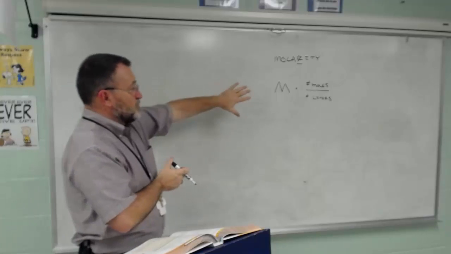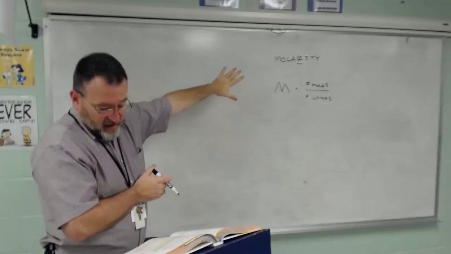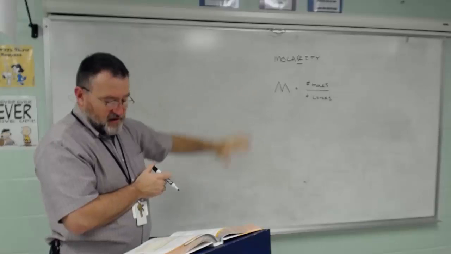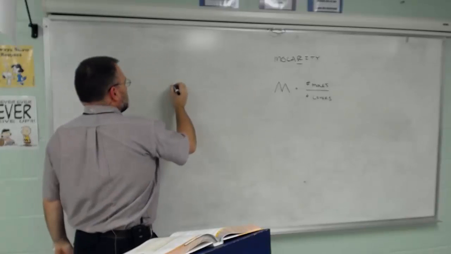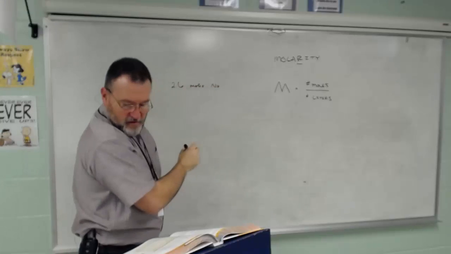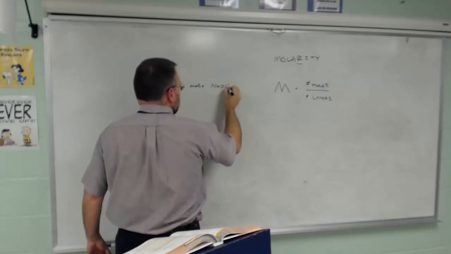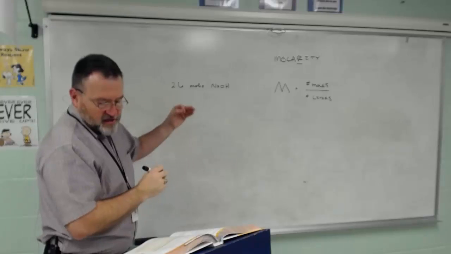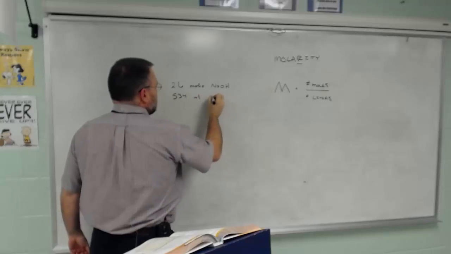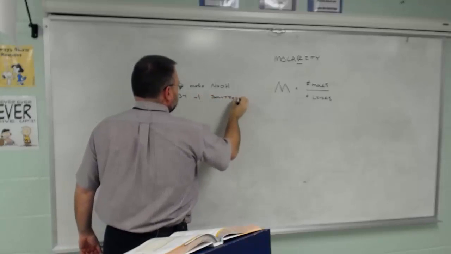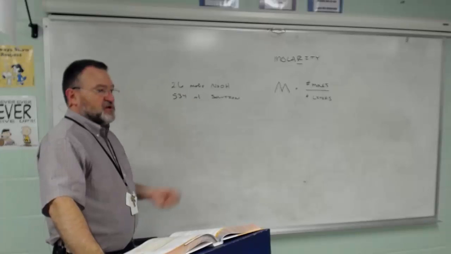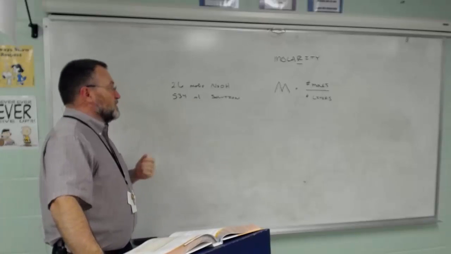So the molarity is the number of moles divided by the number of liters. We're told here that we have 2.6 moles of NaOH, of sodium hydroxide, and that 2.6 moles is in 534 milliliters of solution.